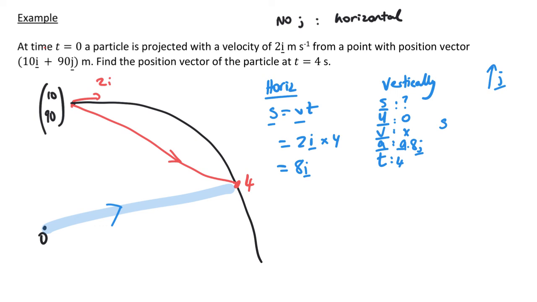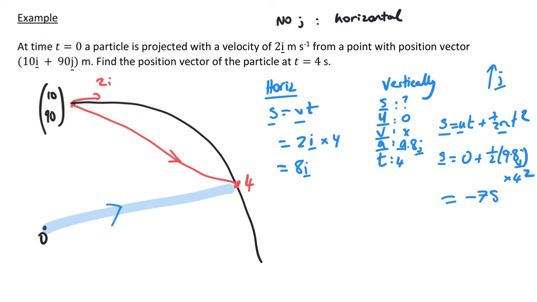So we can apply s equals ut plus a half at squared, where a, u and s are vectors. So s is going to be 0 plus a half of minus 9.8j times 4 squared, and that gives us minus 78.4j. So we now know that the red vector is 8i and minus 78.4j. So we could put it in vector column notation.